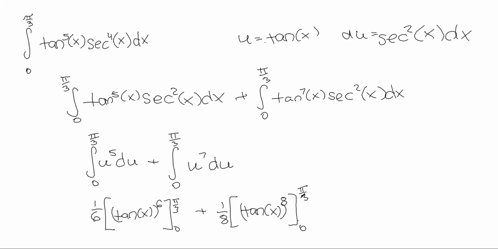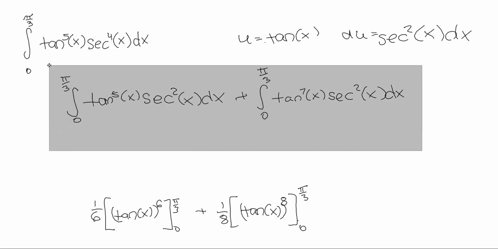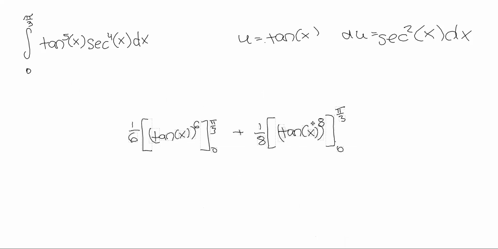So it's no longer a calculus problem. All we have to do now is find the answer. The answer to a definite integral is always going to be a number. So we want to start by finding what the tangent of pi over 3 is.